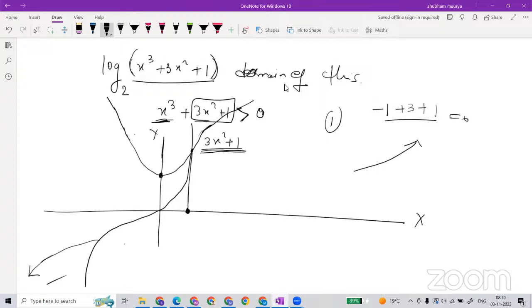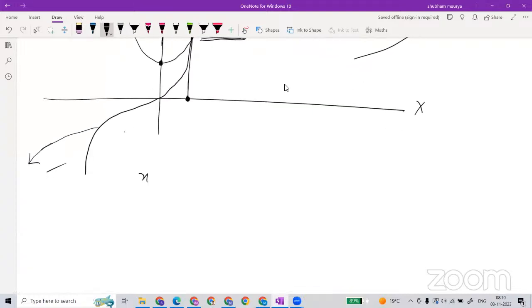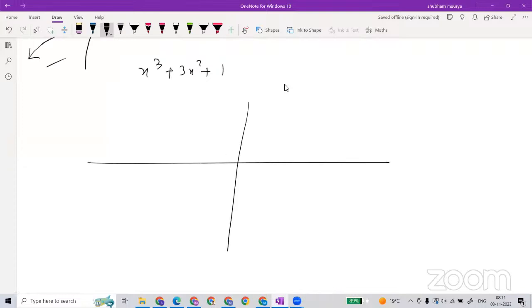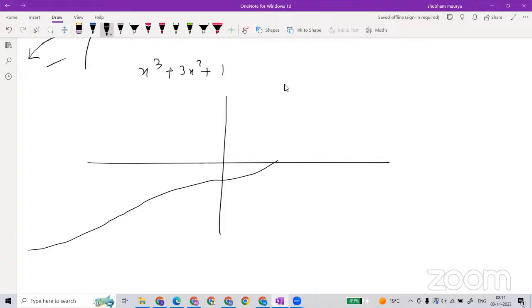It never will. The reason is that x cube will intersect this parabola once, and then it will go this side and it will go above. Never will it intersect again. So finally, whatever you have, x cube plus 3x square plus 1, the exact graph we don't know, but we are sure that it is like this.